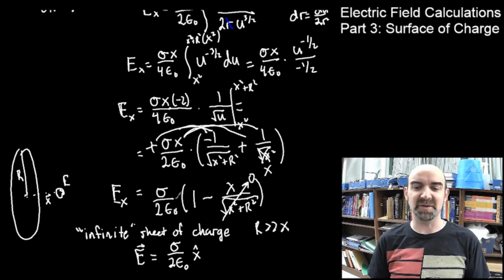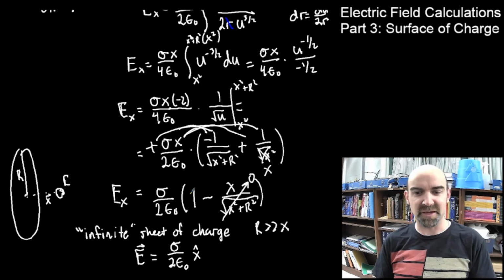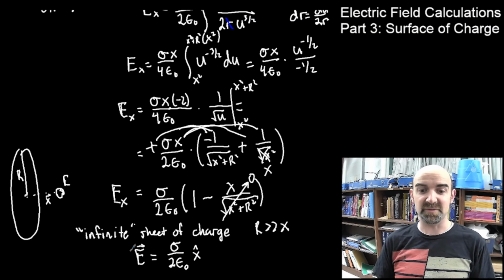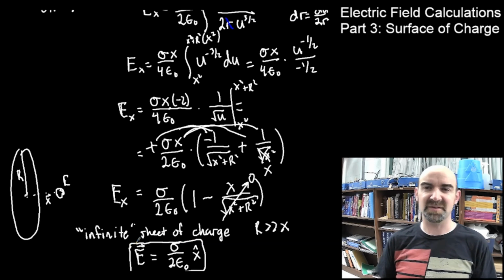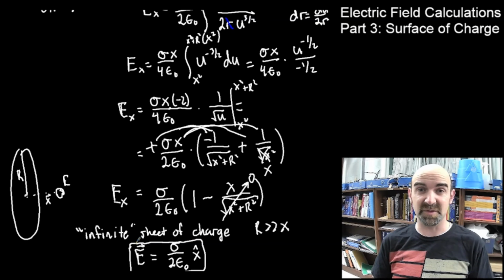It's a position away from there. The electric field would be going outwards if this were a positive sigma, and it would be going inward if it were a negative sigma. And that is our illustrious solution. And it's going to tell us a lot about some very real devices coming up.